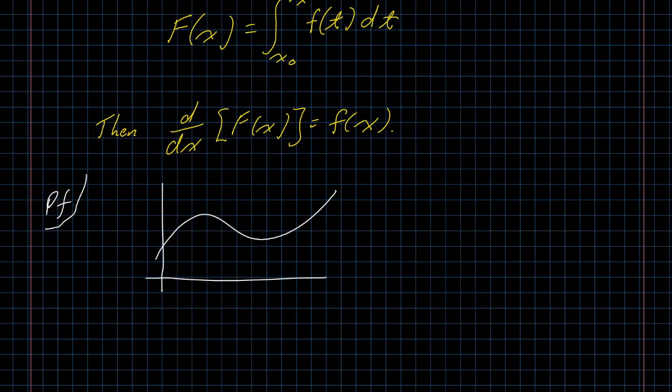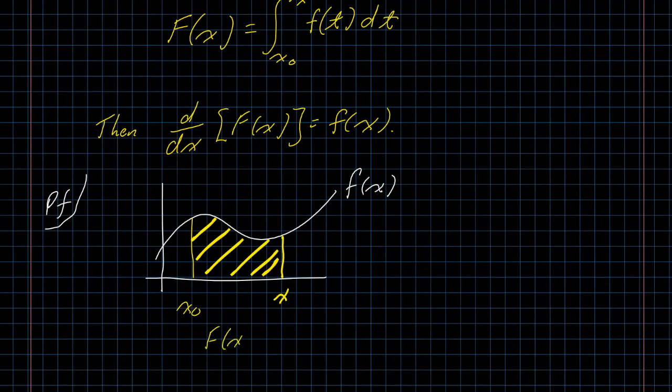But let's consider the graph of some generic function f of x. Let's mark in where our x naught is. Let's mark in where our point of interest x is, and let's take the space enclosed, and we know that that space is f of x, right? The integral, the accumulation function, is defined as the area under the curve.